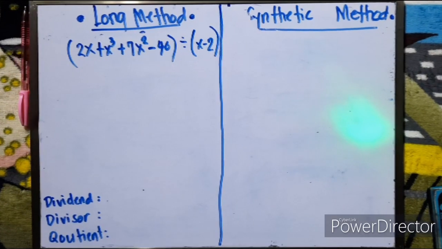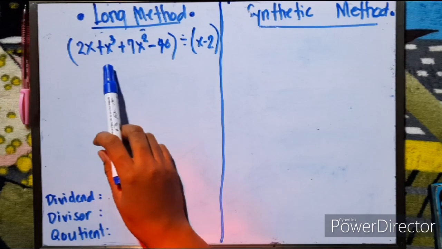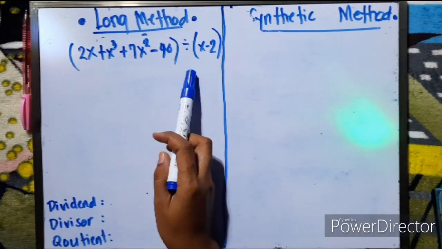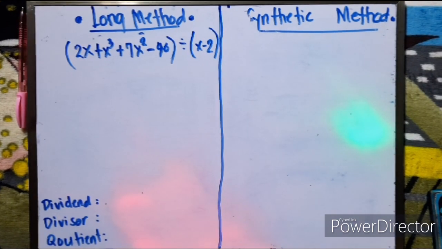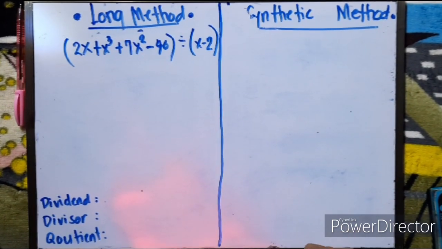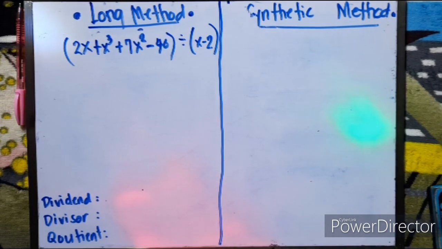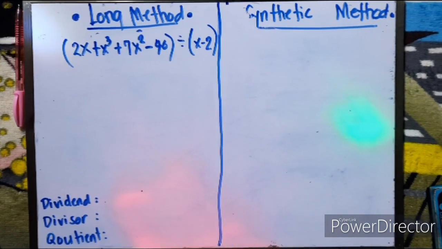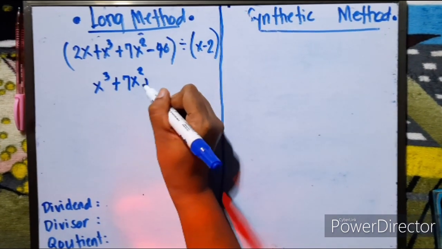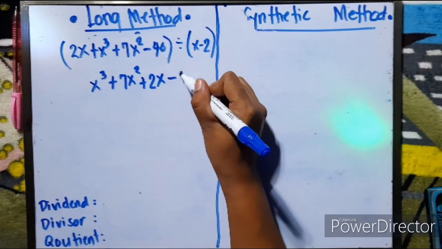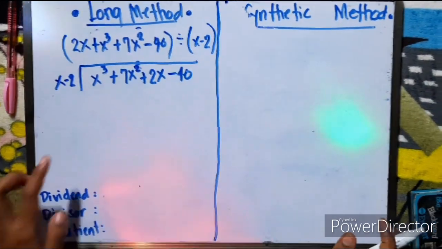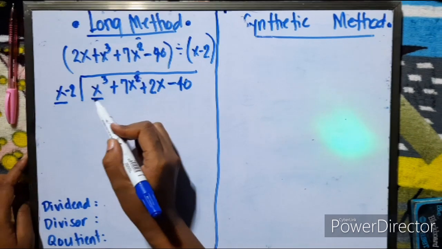Let's have now our second example. We have 2x plus x cubed plus 7x squared minus 40 divided by x minus 2. As you can see, our polynomial, our dividend, is not arranged in decreasing order. So let us arrange it. First x cubed, followed by 7x squared, followed by positive 2x, and our constant which is 40, divided by x minus 2. Simply divide this first term by the divisor.